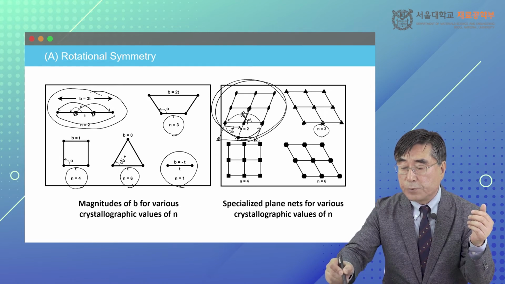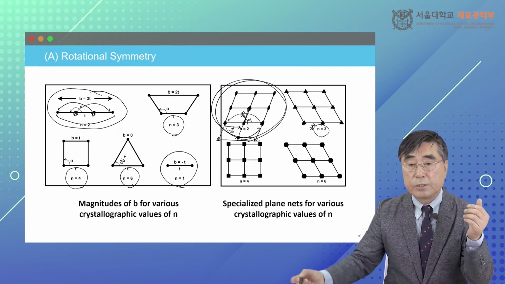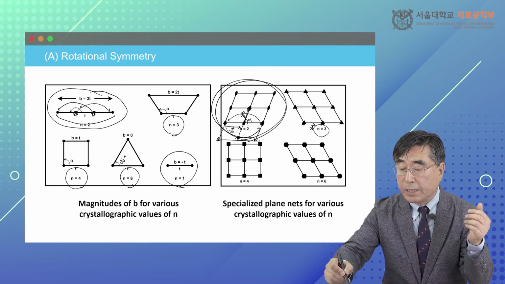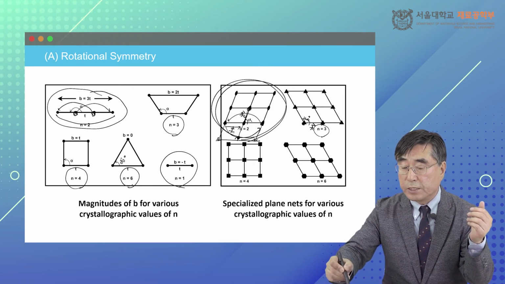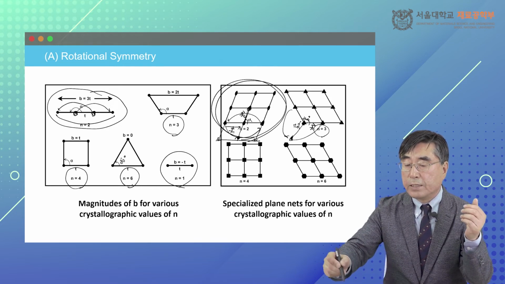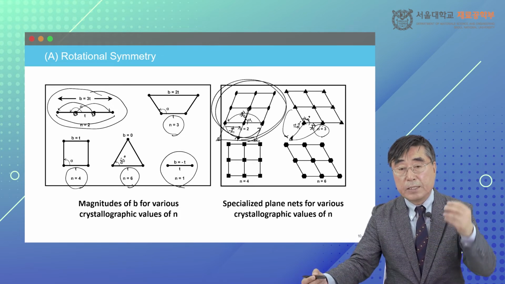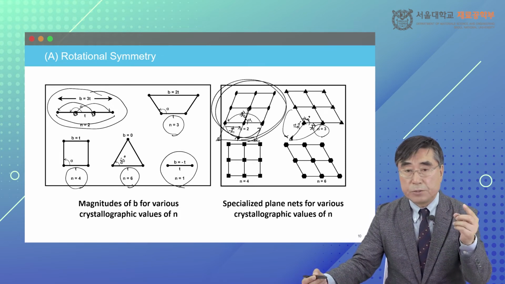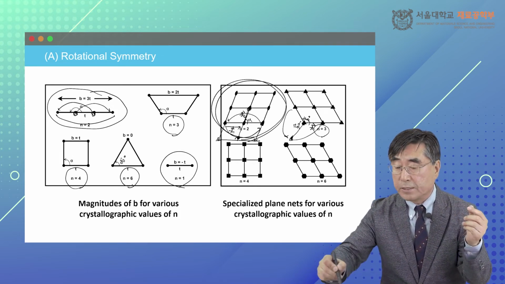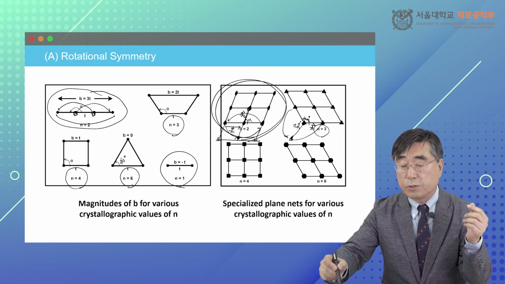By the same token, we can build the plane net of lattice points which is based on three-fold symmetry. Now, lattice point here, lattice point here, there is a T1 vector. Then by 120 degree rotation, there is another lattice point here. For each lattice point, there is a threefold axis. Then we can build up this plane net based on the threefold rotation axis. In this case, this angle should be 120 degrees.